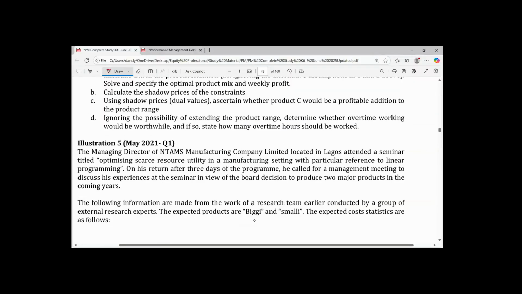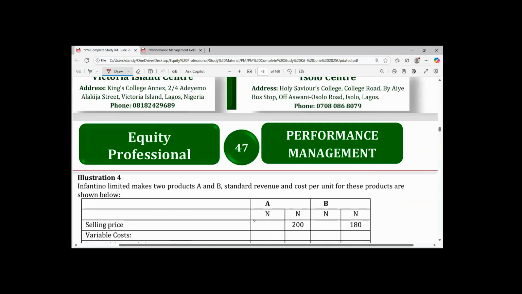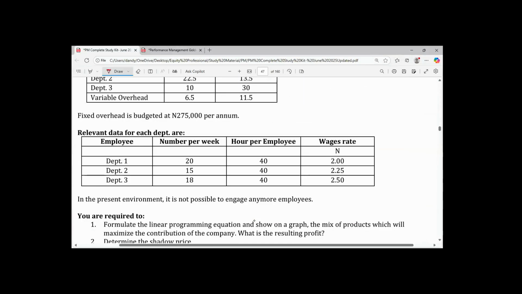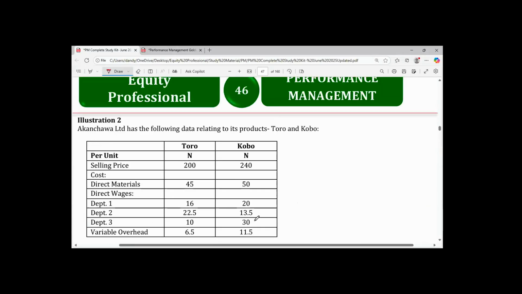Let's solve this question that involves shadow price also. Let's solve this illustration number 2, Akanchawa Limited. Who is helping us to read illustration number 2, Akanchawa Limited, page 46?